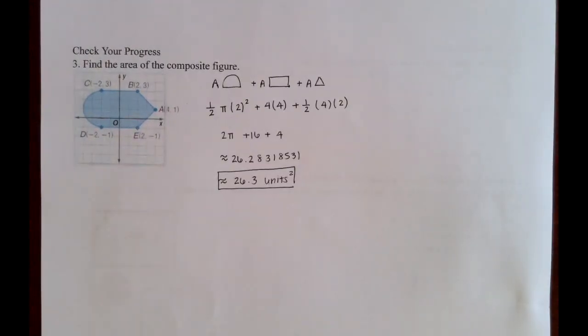Okay. You should have gotten approximately 26.3 square units. If you got that right, you can get started on your homework. If not, here is your explanation.